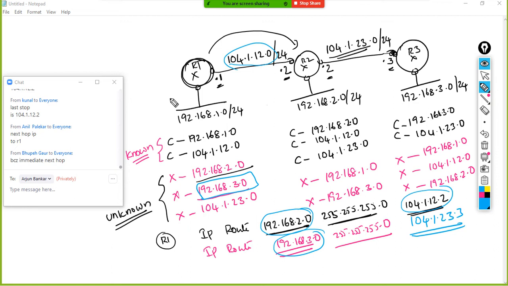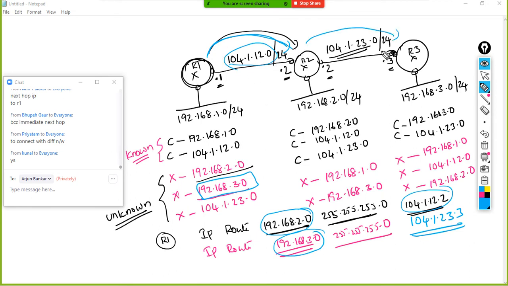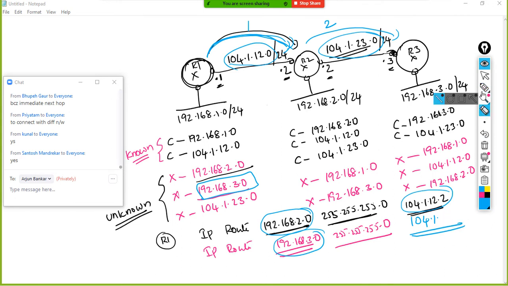Always remember, guys, one thing very important. You always go one hop away only. You cannot go two hops. You understand, guys? Whenever you are writing a next stop, you go only one hop away. If you are writing like this, it will be 1 and 2. You cannot jump two hops directly. You can go only one hop. That's why we are going to write the next stop IP address as 104.1.12.2.